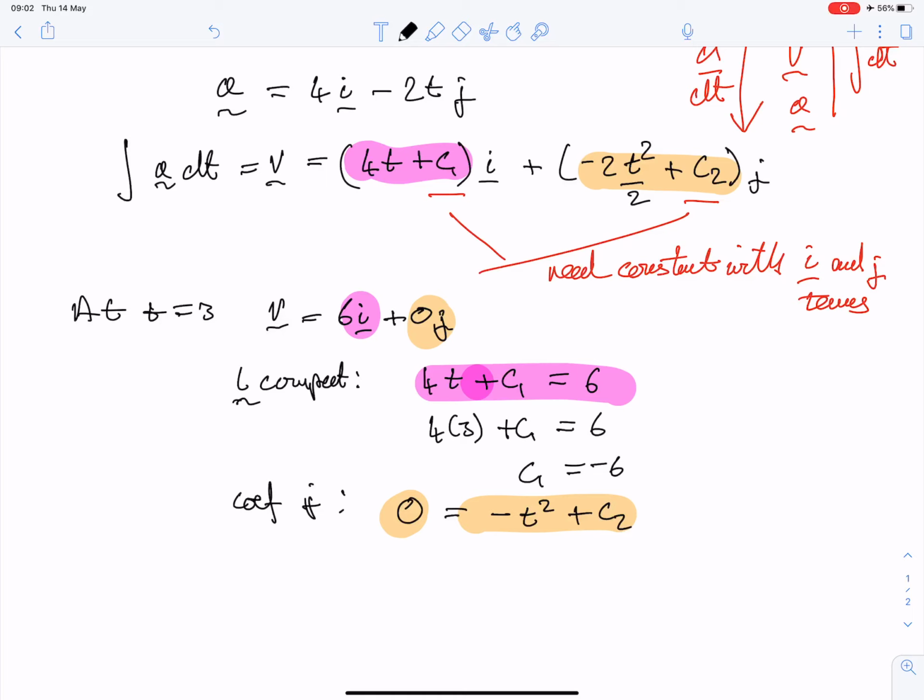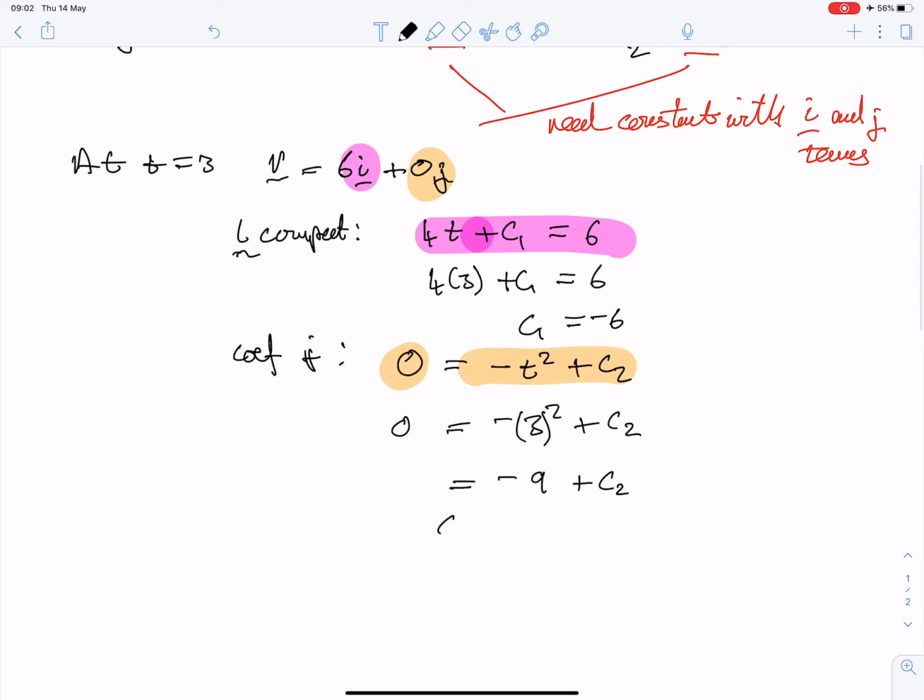Okay, now back down to considering the coefficients of j, or the j component. This was at t equals 3. So naught equals minus 3 squared plus c2. Now there's a deliberate error in there. Where's the mistake? I hope you spotted it. The 3 should have brackets. Whoops, the 3 should have brackets around it. So we get minus 9 plus c2. So c2 equals 9.